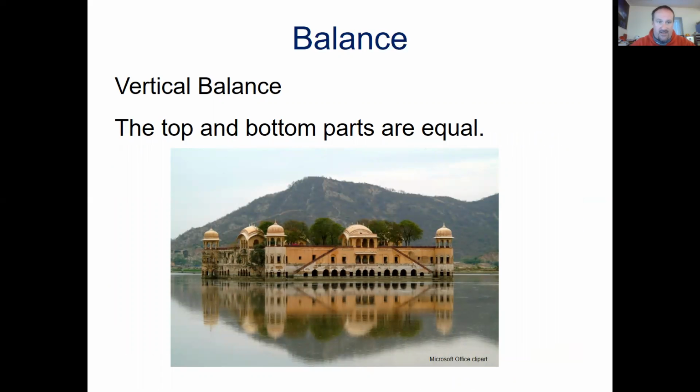So vertical balance: the top and bottom parts are equal. This one, the vertical balance is achieved here by the reflection of the building in the water. So you literally would cut that in half at the water line, and then say that these have vertical balance.